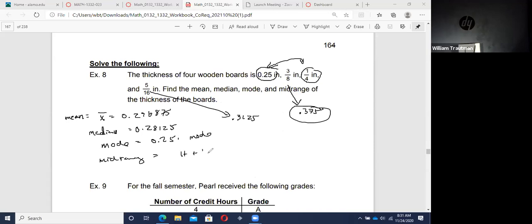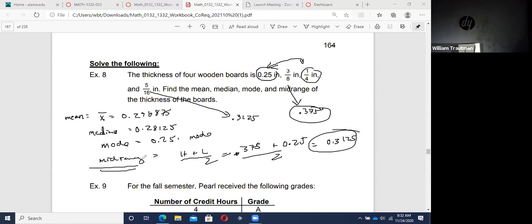So the higher plus the lower divided by 2. The higher is 0.375. The smallest number up here is 0.25. So 0.375 plus 0.25, divided by 2, and my mid-range is 0.3125. Mid-range is right there. Okay.